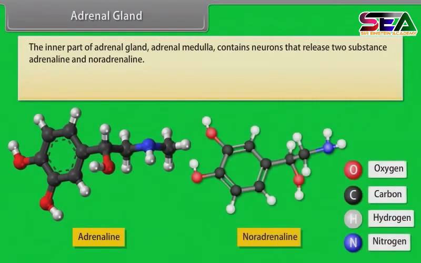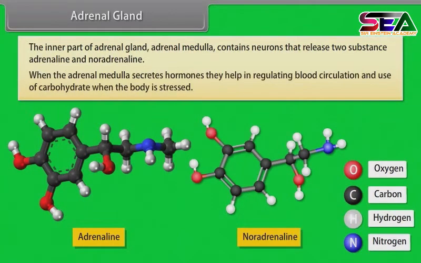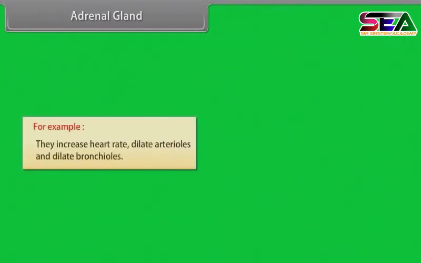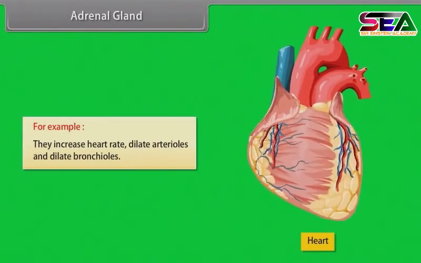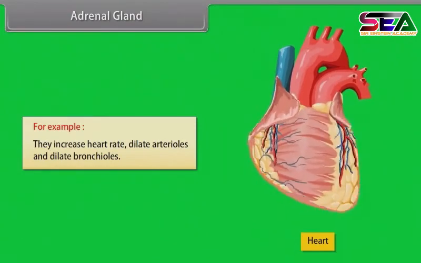The inner part of the adrenal gland, the adrenal medulla, contains neurons that release two substances, adrenaline and noradrenaline. When the adrenal medulla secretes these hormones, they help in regulating blood circulation and the use of carbohydrate when the body is stressed. For example, they increase heart rate, dilate arterioles, and dilate bronchioles.